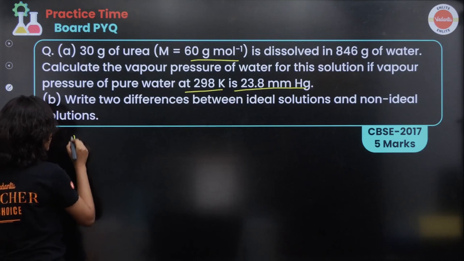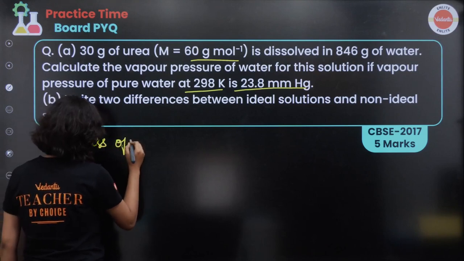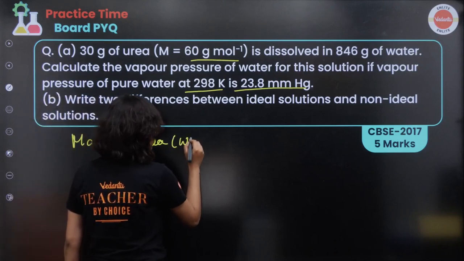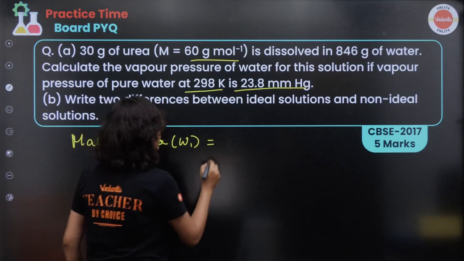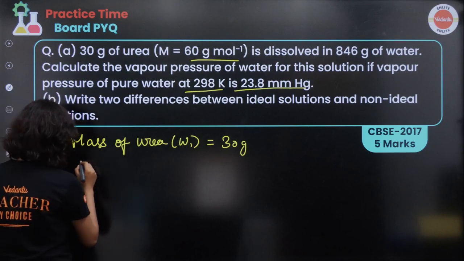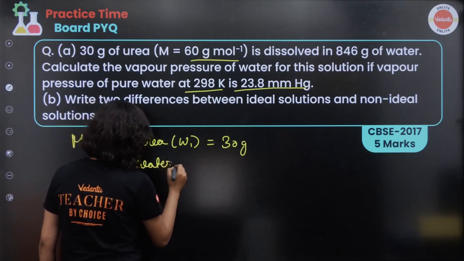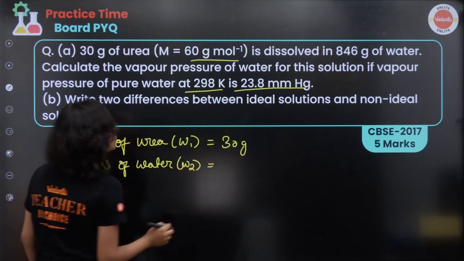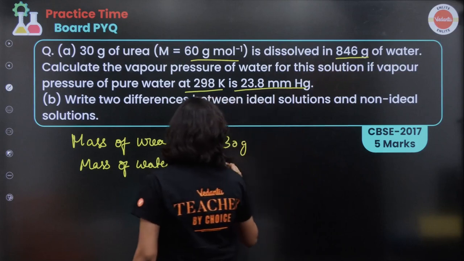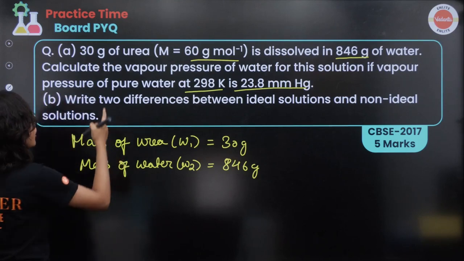So what do we have? We have the mass of urea. Mass of urea is equal to W1, and W1 is already given as 30 gram. Write that down. Next, you are going to write the mass of water. Mass of water, W2, is equal to what? What is given? 846 grams. See, all of this data is given to you, so you don't have to worry about it. 846 gram.